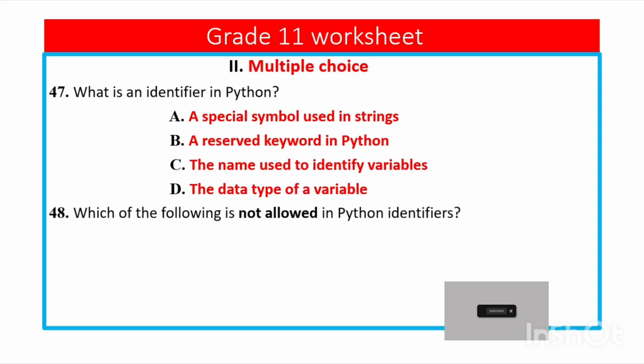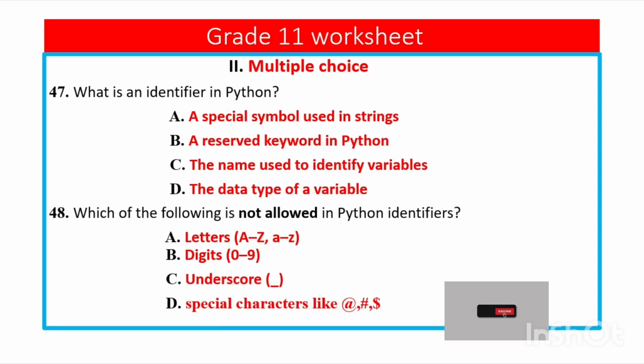48. Which of the following is not allowed in a Python identifier? A. Letters, A up to Z. B. Digits, 0 up to 9. C. Underscore. D. Special characters like at, hashtag, and dollar.